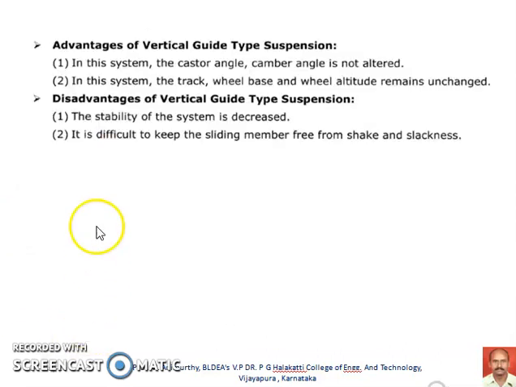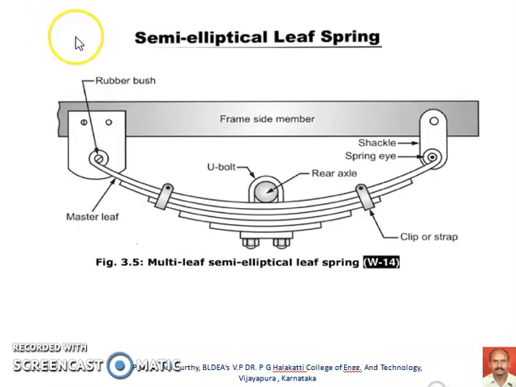So we will go to the next type of suspension system. Various types of springs are used in suspension systems, and one of the important types, which is generally used with rigid axle suspension systems, is a semi-elliptical leaf spring. Here the arrangement is shown, a multi-leaf semi-elliptical leaf spring is shown in this sketch. Here this is the frame side member, and this is one support at the frame, and this is another support at the frame.